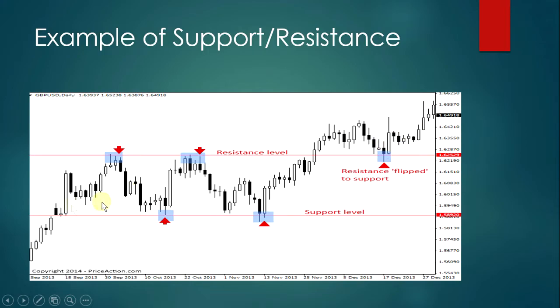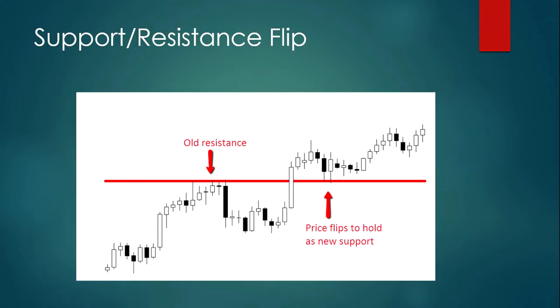Okay, does that make sense? So when the price is below, it's resistance, resistance, resistance, breaks the resistance level, and it's now turned support, okay? So this is just another example of a support resistance flip. We've got the price coming up, bouncing off the resistance level, coming back down, and then boom, it breaks the resistance level, and now that resistance level is a support level, okay?